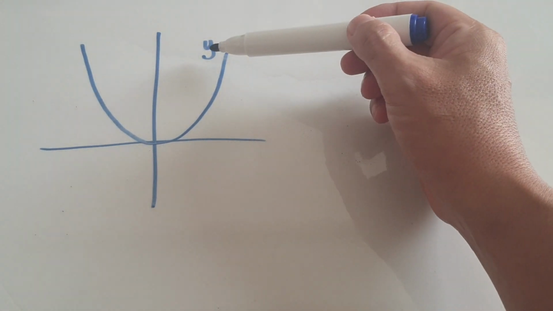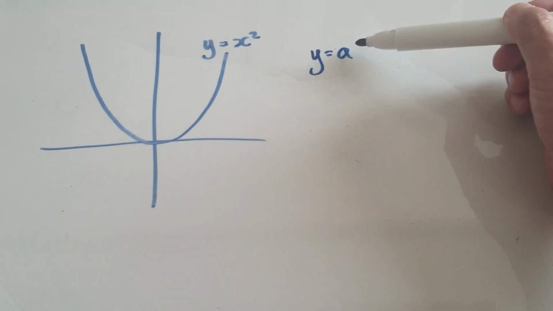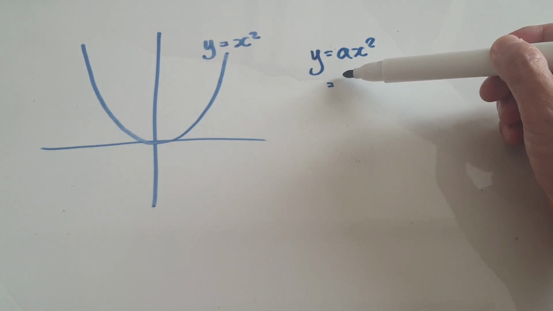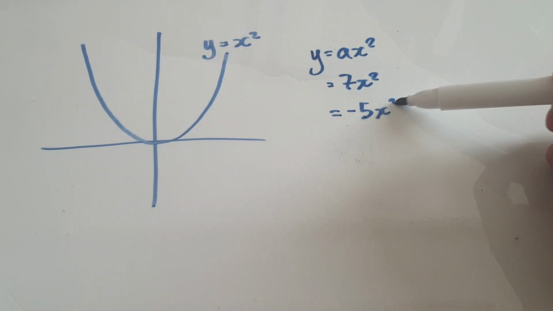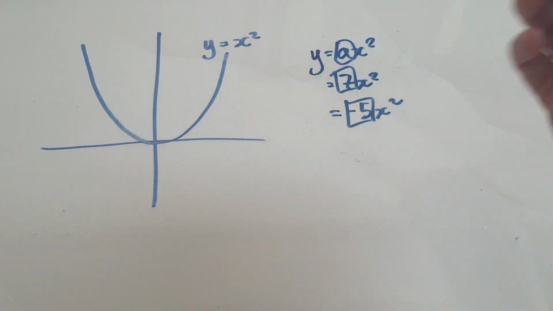We know that y equals x squared looks like this. In this video, we're going to investigate what happens when you stick a number in front of the x squared. So for example, 7x squared or negative 5x squared. What happens when you stick a number in front of the x squared?